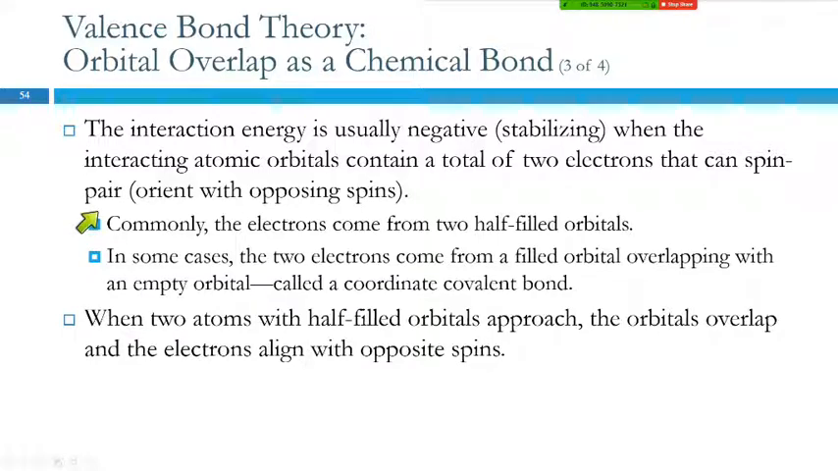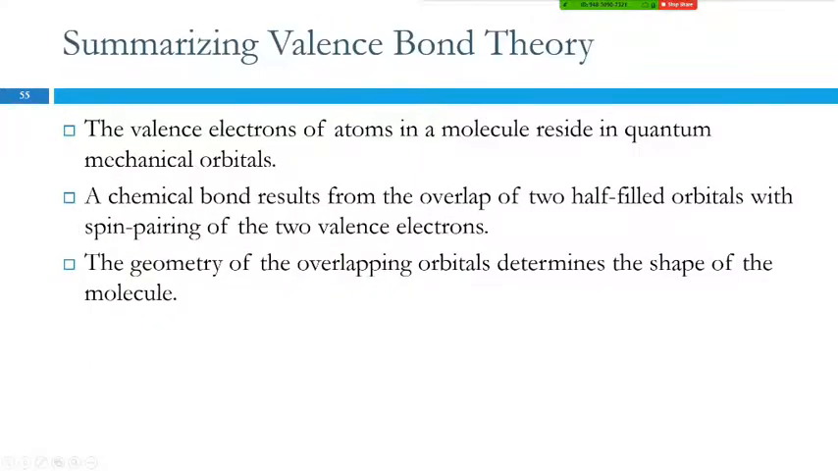So what happens is that atomic orbitals, each containing one electron, can overlap and form a new hybrid orbital, and those electrons can spin pair. They orient with opposing spins. This usually happens from two half-filled orbitals. And so as those two atoms approach, the orbitals overlap and the electrons pair up. So in valence bond theory, we define a chemical bond as the overlap of two half-filled orbitals with spin pairing of the two valence electrons.